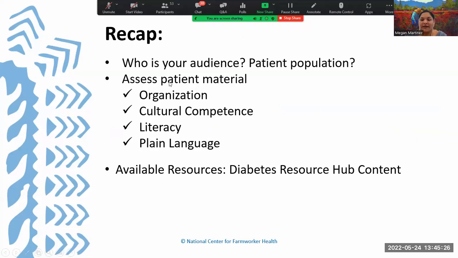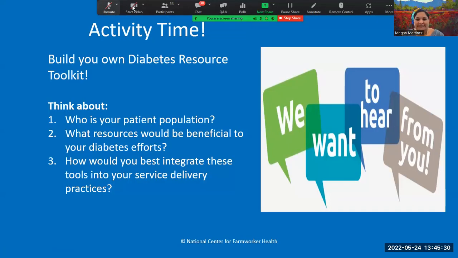So now we have a few minutes left, and we're going to do a short activity, and we really want to hear from you. We are going to be auditing one of the resources that's found on our Diabetes Resource Hub. And this is just a first step as you work to build your own diabetes resource toolkit. Go back to your health center, start building your toolkit, adding resources that you can pick out and share with your patients.